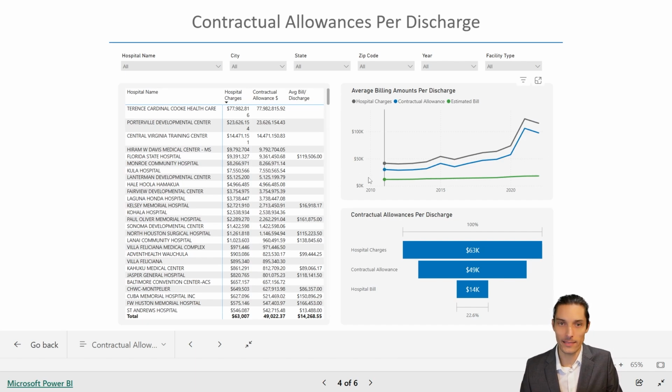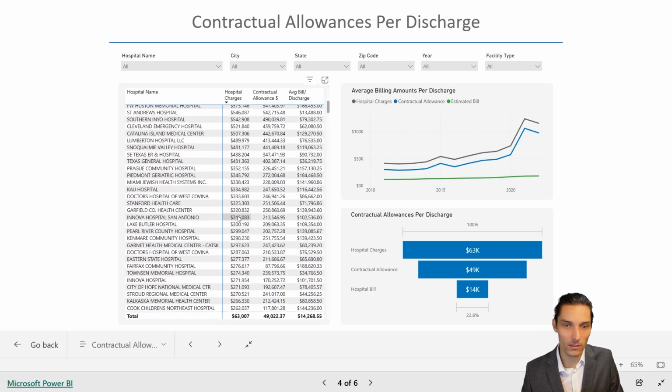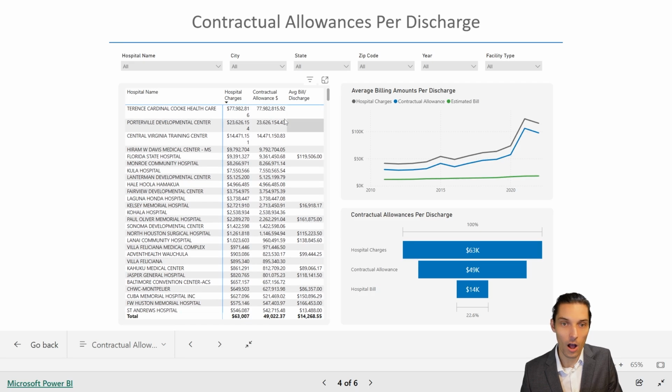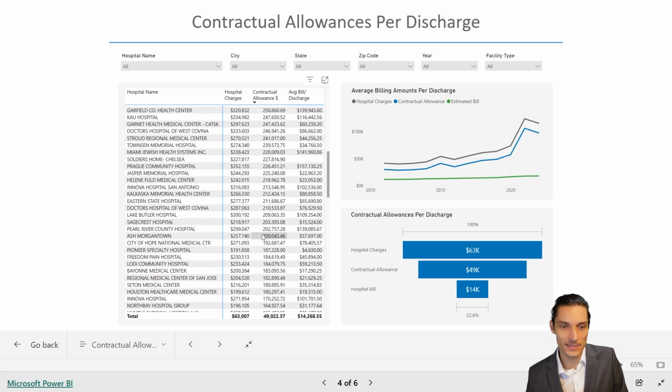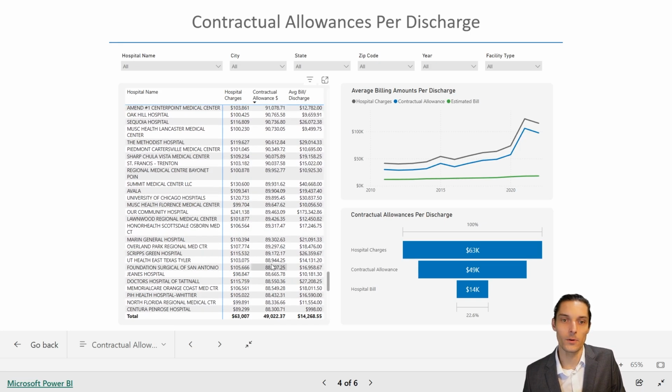Another way I like to look at this is by discharge. If we look at your total allowances per discharge, we can see we have data on the far left here that compares all the hospitals we are comparing. You'll find there's a long list of hospitals, and we give you the hospital charges, the contractual allowances, and then the average bill or the average cost per discharge.